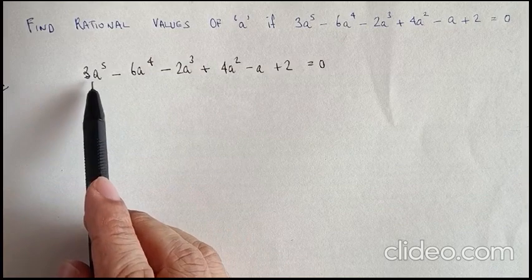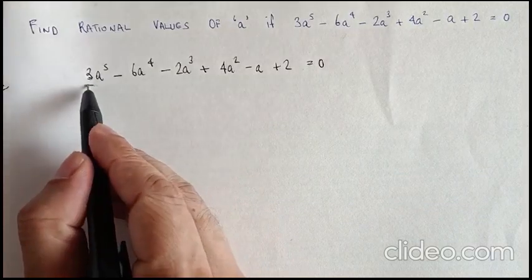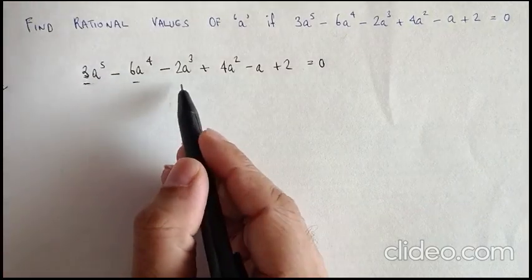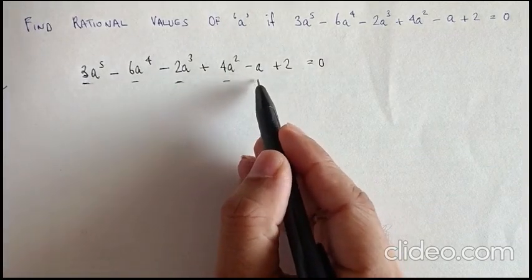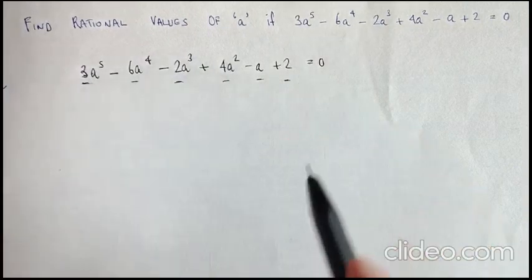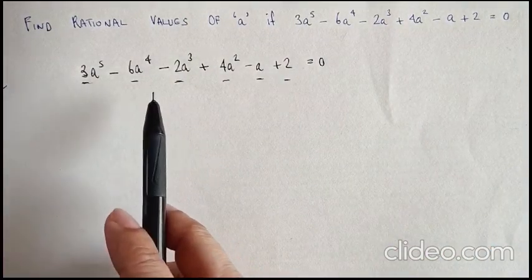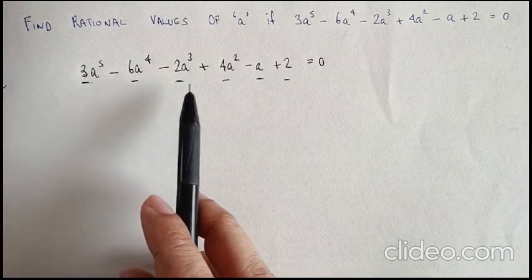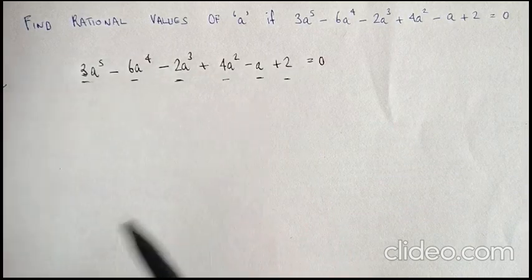Now, you can see here that we have got a 3a to the power of 5. We have got a 6a to the power of 4. There is a 2 here, there is a 4 here, and this is basically 1a and this is 2. So one thing becomes quite clear: a minus 2 is expected to be a factor of this entire term, right?